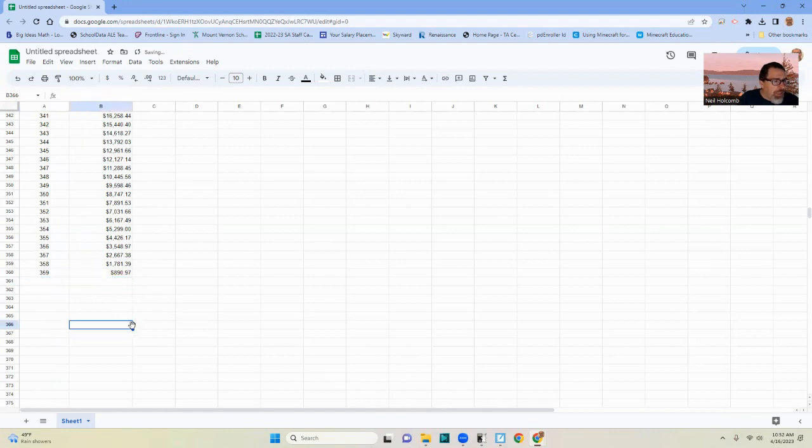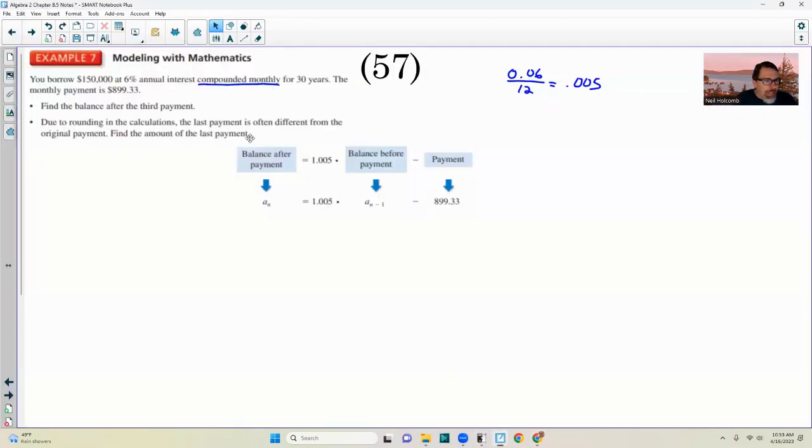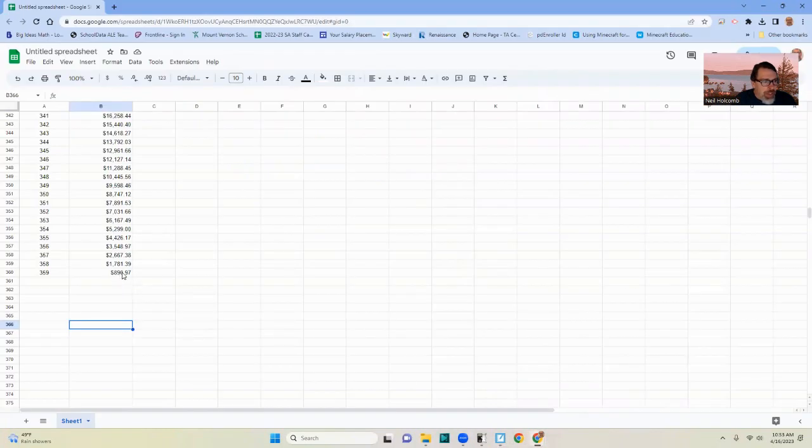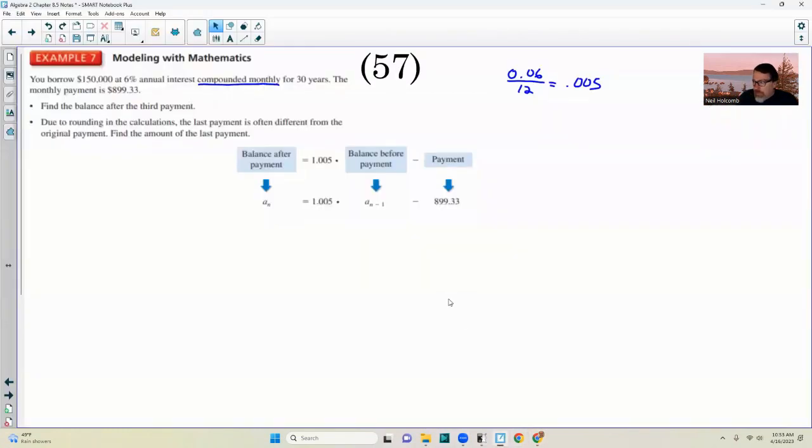So I'm going to delete these. So the 359th payment, you're going to owe 890.97. And since your payment is 899.33, that's your last payment amount instead of the larger amount. And we found it. So what were we trying to do? Find the amount of the last payment. Notice we were paying 899.33 a month for those 30 years, but for the last payment, you don't owe 899.33. You only owe 890.97. Okay, and so that's how you use a spreadsheet from your rule.